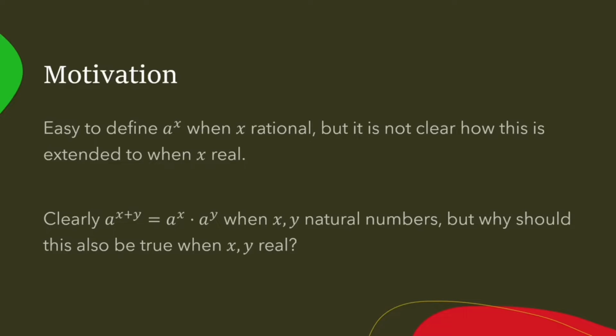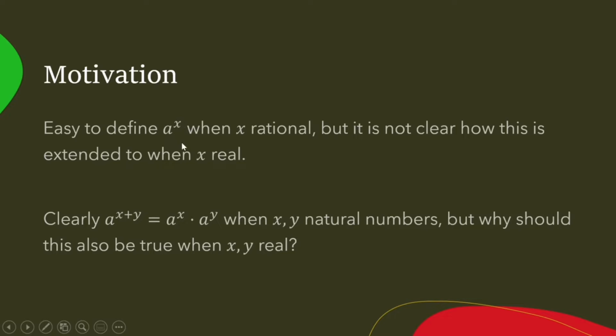So the motivation for this topic is, as already alluded to, it's easy to define a to the power x when x is a rational exponent, but it's not clear how this is extended to when x is a real exponent. So here a is going to be some fixed positive real number itself, and x is going to be some variable exponent.